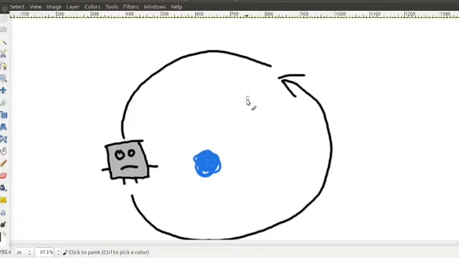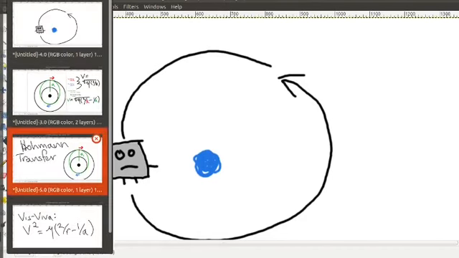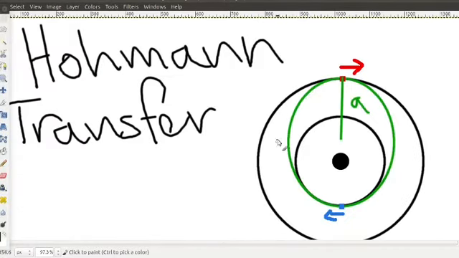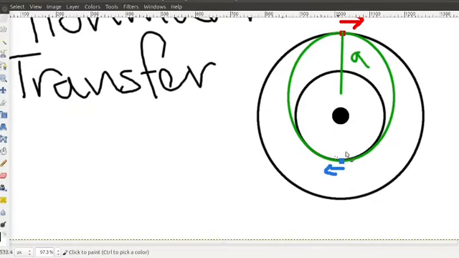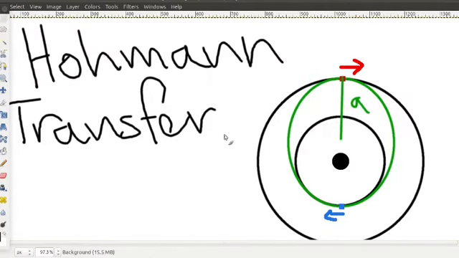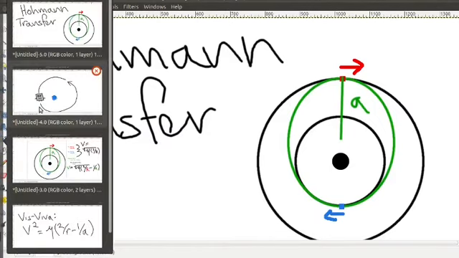This time we're going to be talking a little bit about Hohmann transfers, which, for those not in the know, is a method for moving from one circular orbit to another when you only have to worry about the gravitational influence of one central body. In this case, we'll be saying the Earth, but it doesn't particularly matter which one.